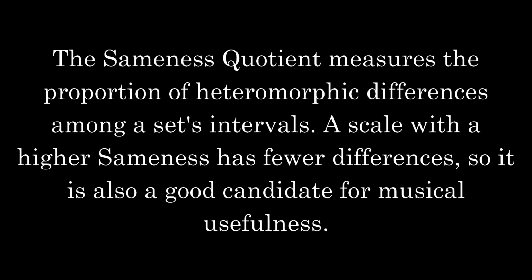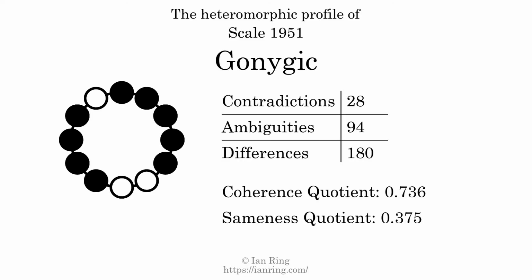The sameness quotient measures the proportion of heteromorphic differences among a set's intervals. A scale with a higher sameness has fewer differences, so it is also a good candidate for musical usefulness. The sameness quotient is 0.375.